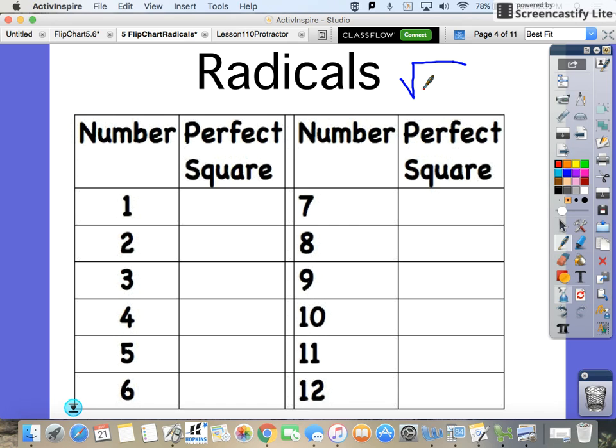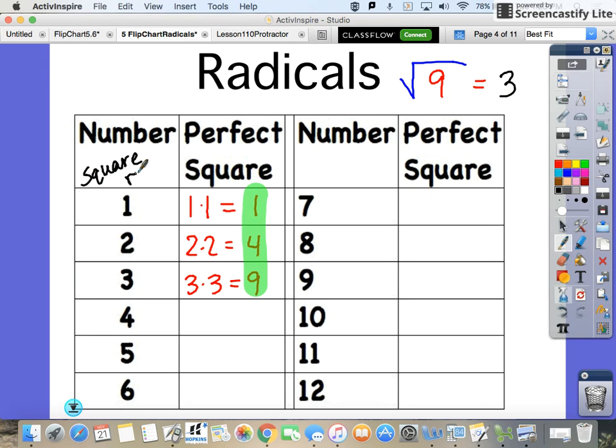So what I mean by that is 1 times 1 equals 1, 2 times 2 equals 4, 3 times 3 equals 9. All of these numbers are called perfect squares. The reason they are called perfect squares is because you can put them inside this radical and ask, what number times itself equals 9? Well, the square root is 3. 3 is called the square root because 3 times itself is 9. 3 times 3 is 9.